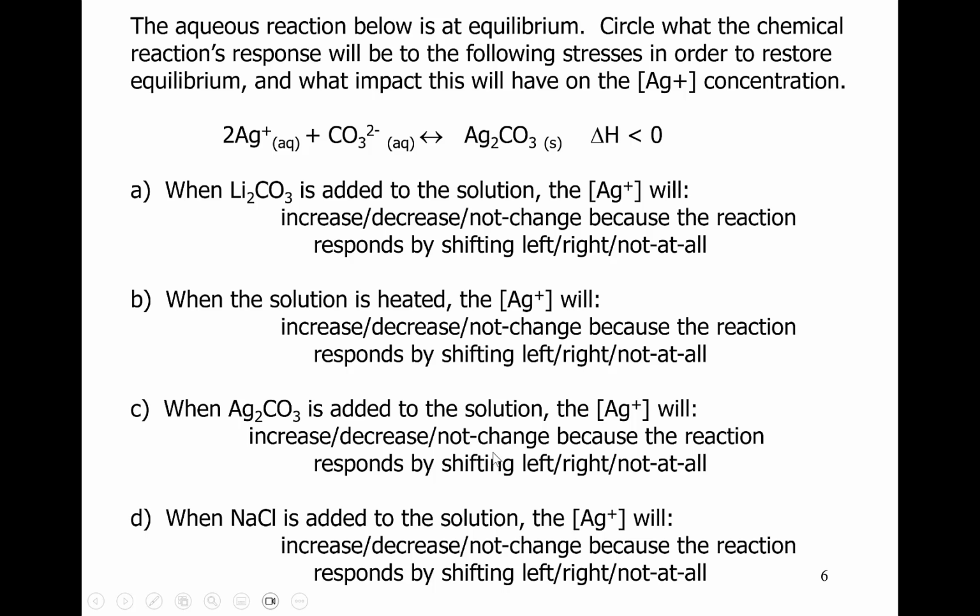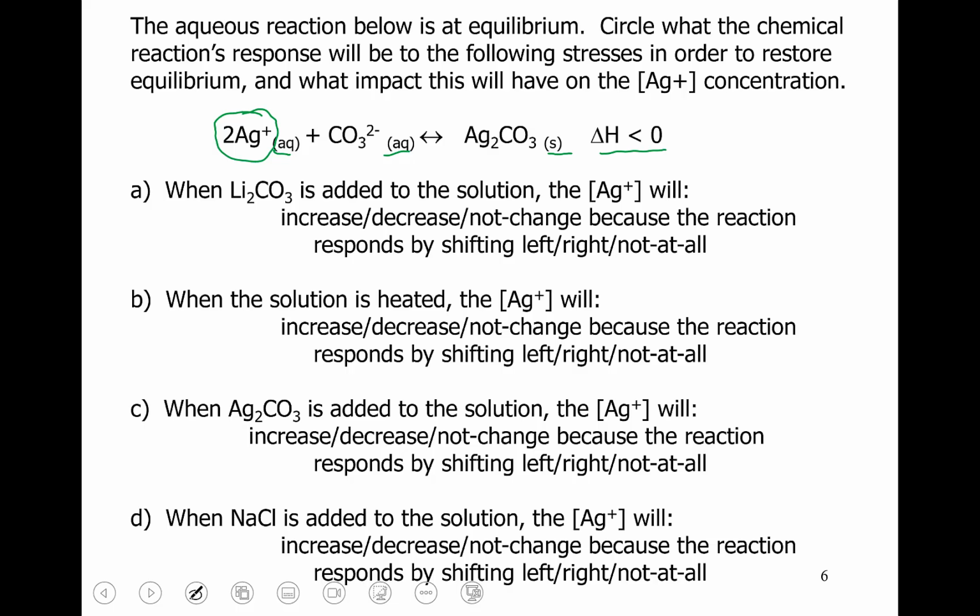This question asks us to look at a reaction at equilibrium and decide how the reaction responds to the following stresses. So our reaction is 2 moles of silver ion in the aqueous state react with a carbonate ion in the aqueous state to make silver carbonate, the solid, and we're told that it is an exothermic reaction. We want to know the effect that different stresses will have on the silver ion concentration.